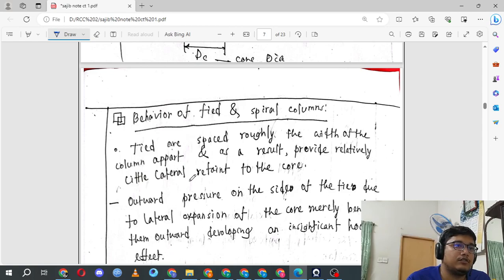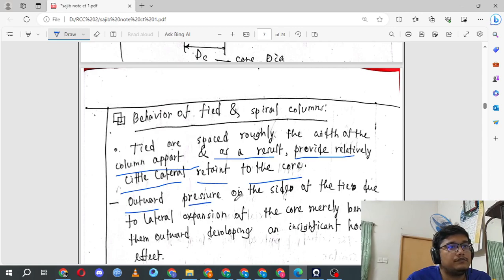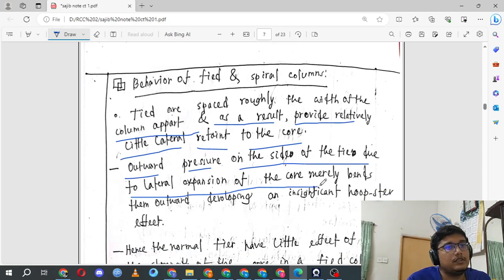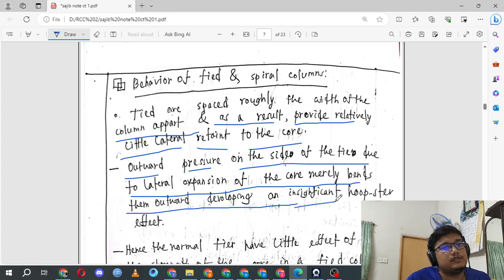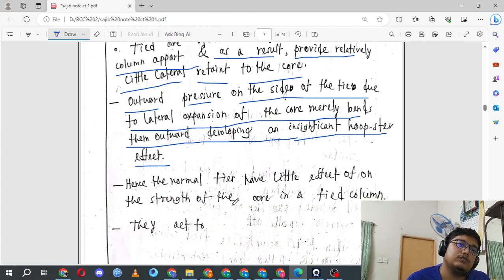Behavior of tied and spiral column. Ties are spaced roughly the width of the column apart and as a result provide relatively little restraint to the core. Outward pressure on the sides of the tie due to the lateral expansion of the core merely bends them outward, developing an insignificant hoop stress effect. Hence the normal ties have little effect on the strength of the core in a tied column.